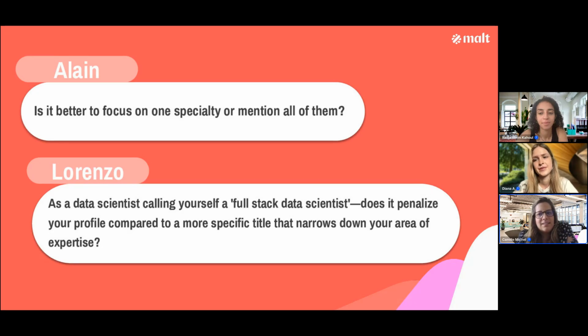So as a data scientist, does calling yourself a full stack data scientist penalize your profile compared to a more specific title that narrows down your area of expertise? So for example, just data scientist, or maybe machine learning engineer, and so on.